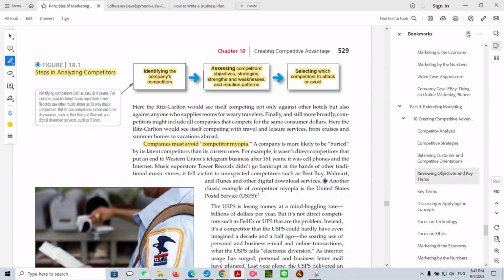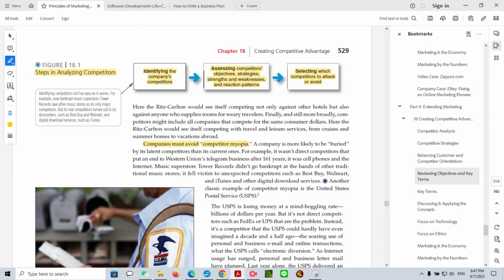So it wasn't direct competitors that put an end to Western Union's telegram business after 161 years. It was cell phones and the internet. Music superstore Tower Records didn't go bankrupt at the hands of other traditional music stores. It fell victim to unexpected competitors such as Best Buy, Walmart, and iTunes, and other digital download services.